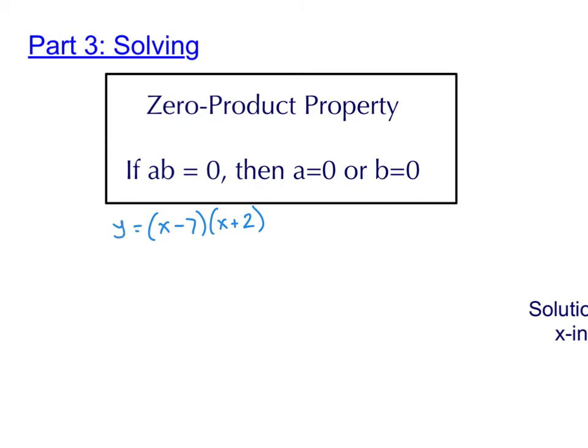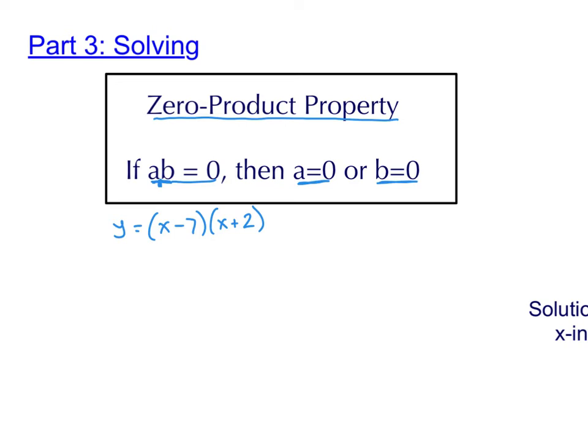And to do this, we use what's called the zero product property, which states if AB, notice the operation is multiplication, if A times B is equal to 0, then A is equal to 0 or B is equal to 0, right? The only way you could multiply two numbers and have their product be 0 is if you multiplied by 0. Right?